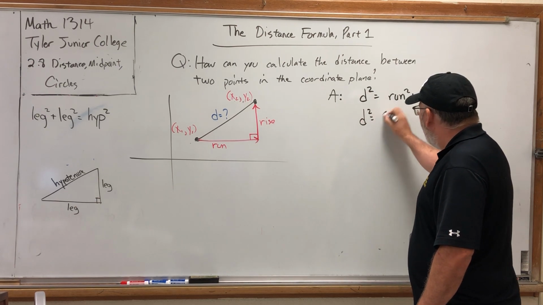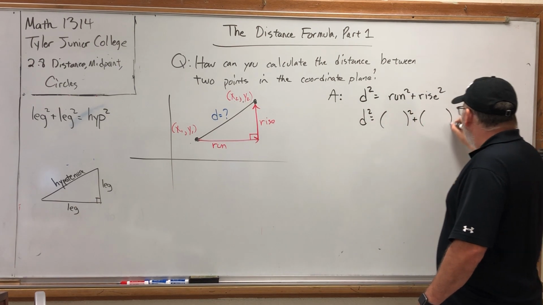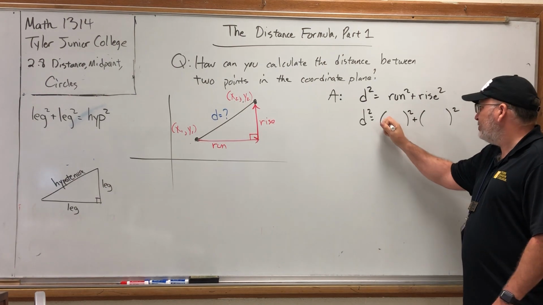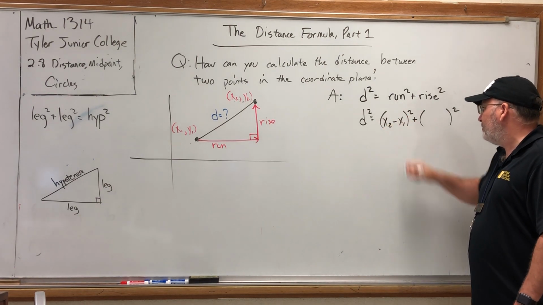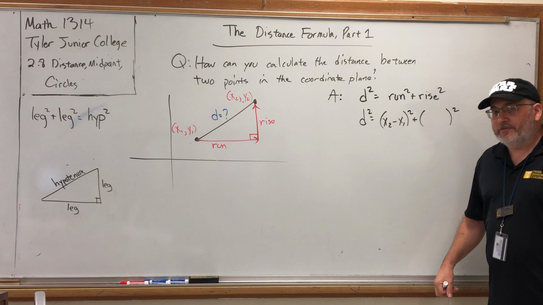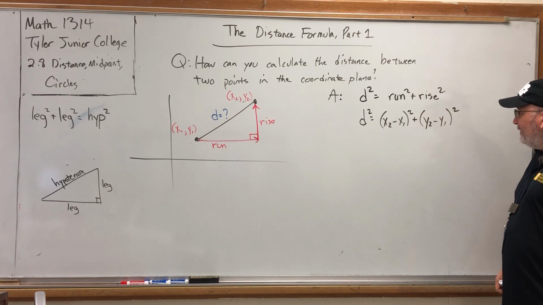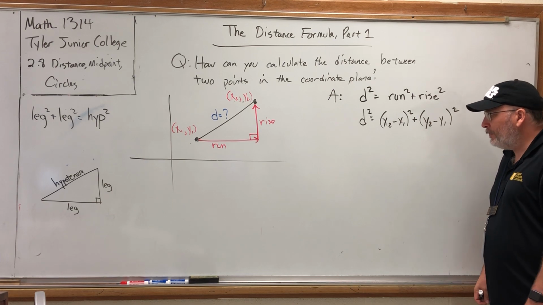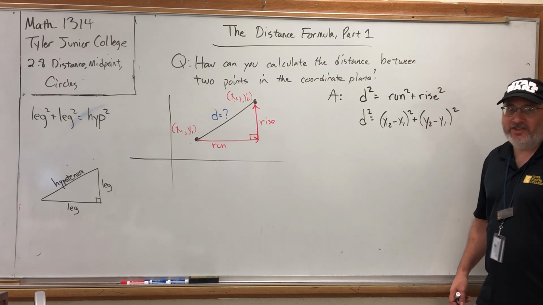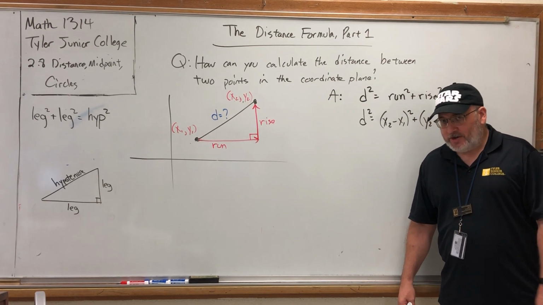Do you remember how you calculate the run? The run is the difference in the x's, second x minus the first x. And the rise is the difference in the y's, y2 minus y1. At this point, we almost have our formula. But I want a formula that says d equals, not d squared equals.